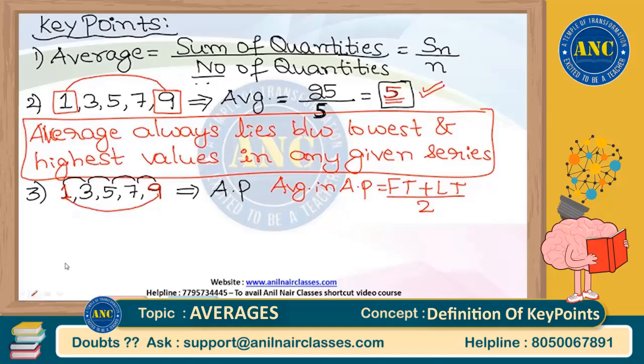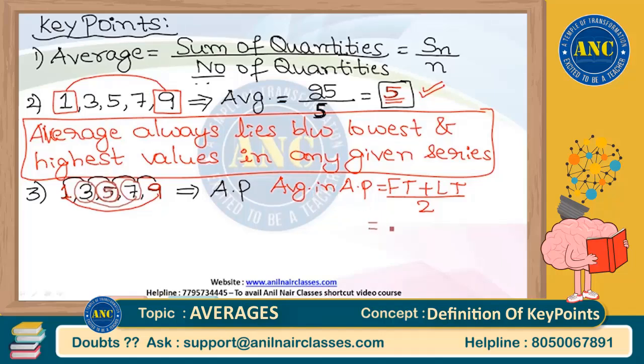And it is also equal to second term plus second last term by 2. 3 plus 7 is 10. Again 10 by 2 is nothing but 5. Or it is also equal to third term plus third last term by 2. But in this given series, third term and third last term happen to be the middle value.